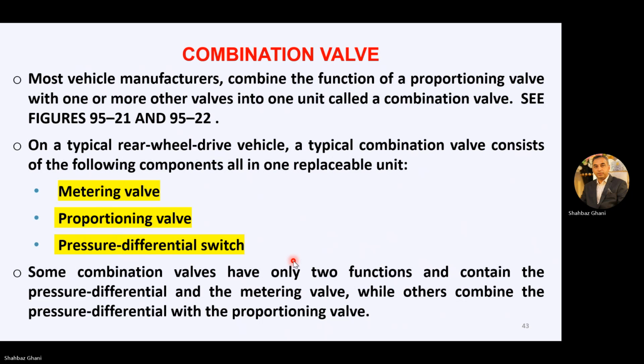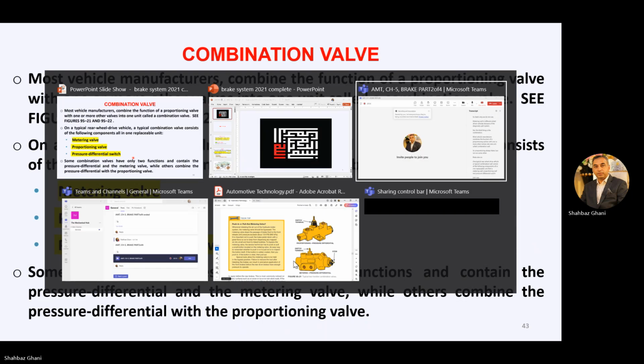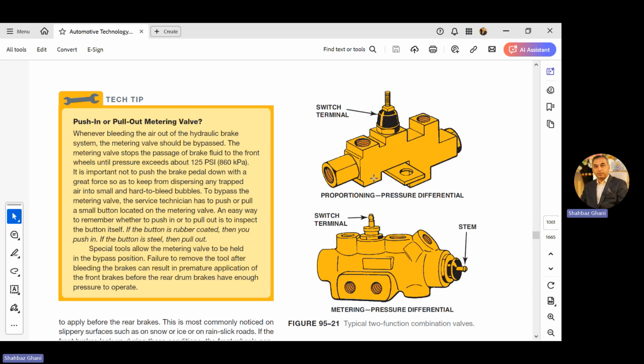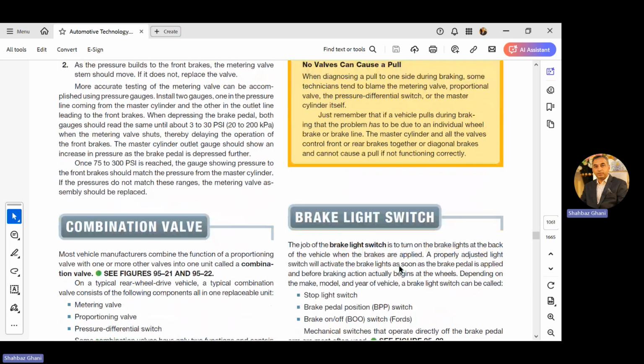Let's see. This is your proportioning and pressure differential, and this is the switch terminal. And here it is the metering and pressure differential, a typical two-function combination valve we are using here.